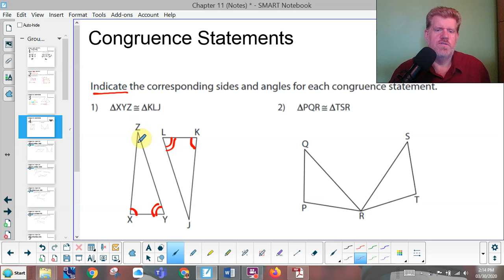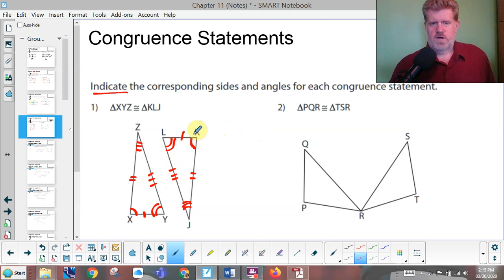And Z and J should be equal. 1, 2, 3. It's supposed to be arcs, sorry. Let's try that again. 1, 2, 3. Okay. Now the sides. XY, we'll put a little 1 mark there, should be equal to KL. Alright. XZ should be congruent to first and third letter, KJ, which leaves this side and this side to be congruent. That's one way of marking.